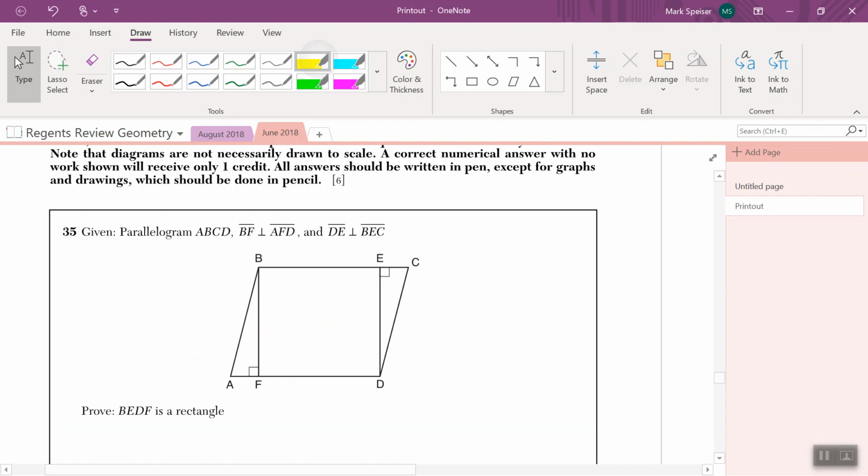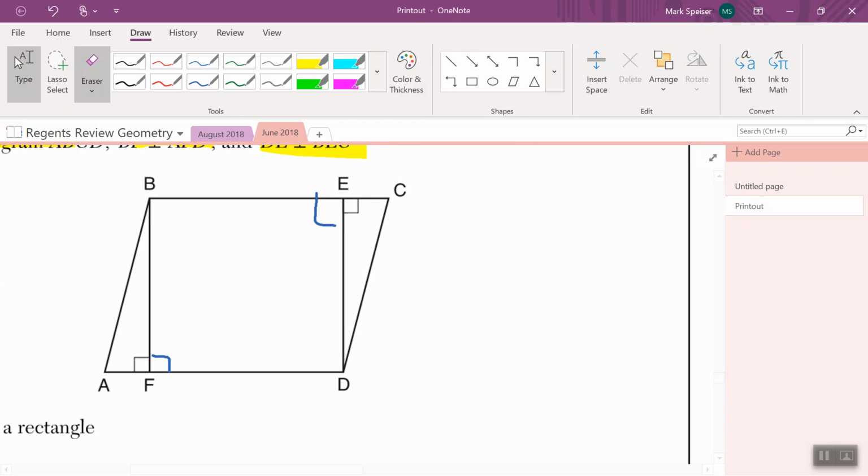Given parallelogram ABCD with segment BF perpendicular to AFD, mark off both right angles just in case, and segment DE perpendicular to BEC, mark off the other right angle here. These tick marks that I make with the right angles are extremely important.